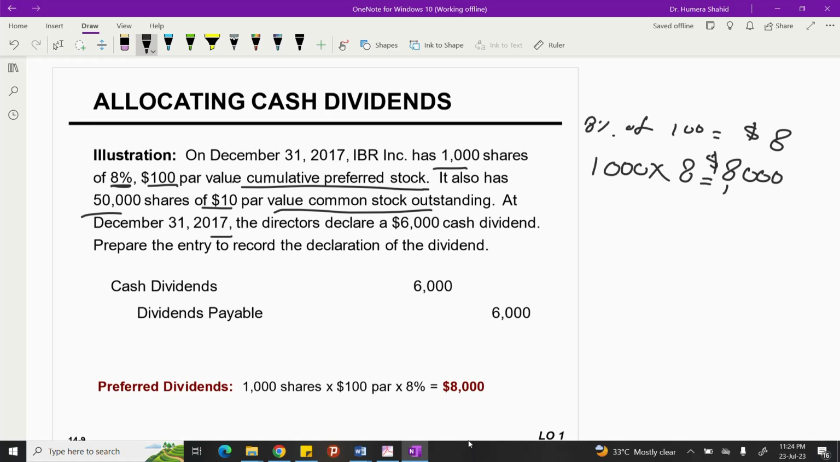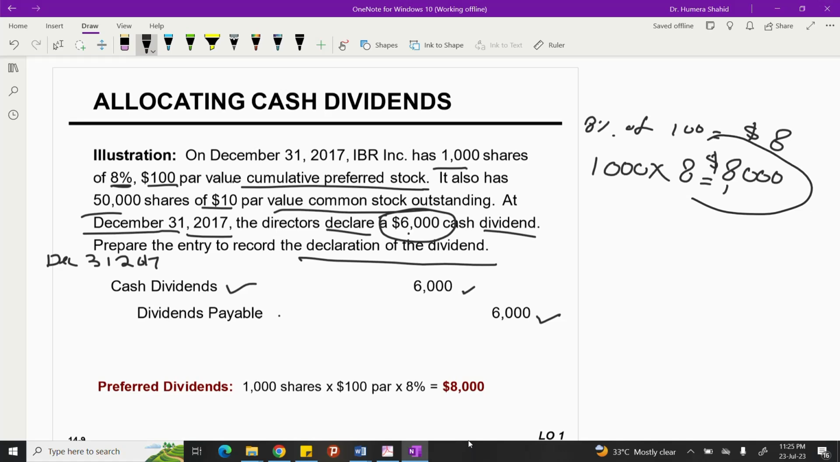At December 31st, 2017, the directors declare a $6,000 cash dividend. So this is the declaration date, December 31st, 2017, and we want a journal entry on the declaration date. How much dividend is declared? 6,000. So cash dividend gets debit 6,000 and dividend payable gets credit 6,000. Do remember preferred stock wants a dividend of 8,000. This calculation is also here.